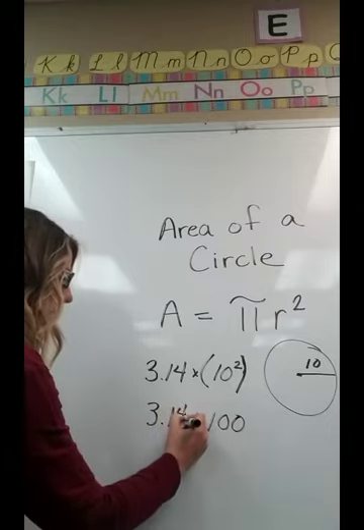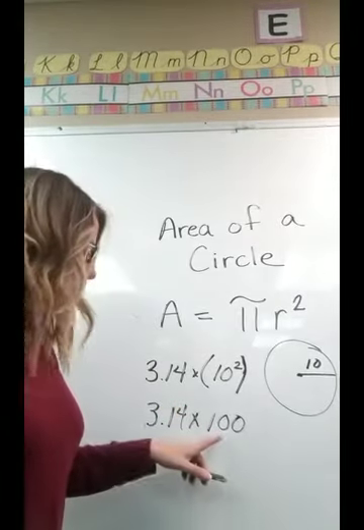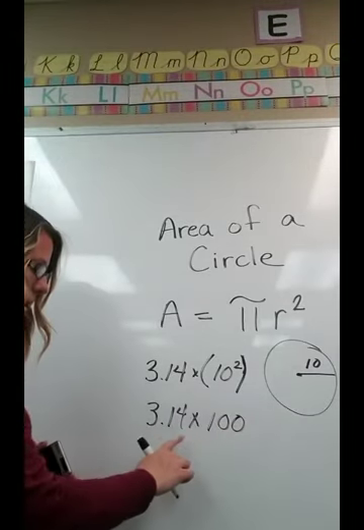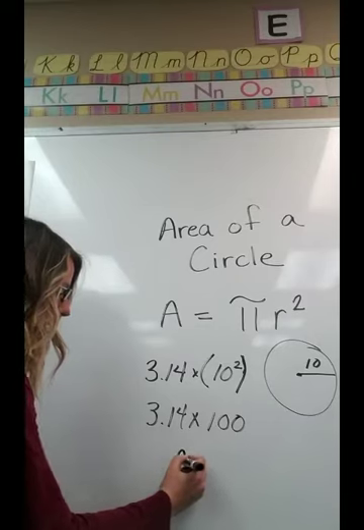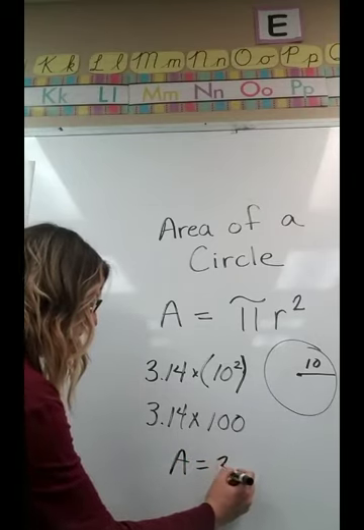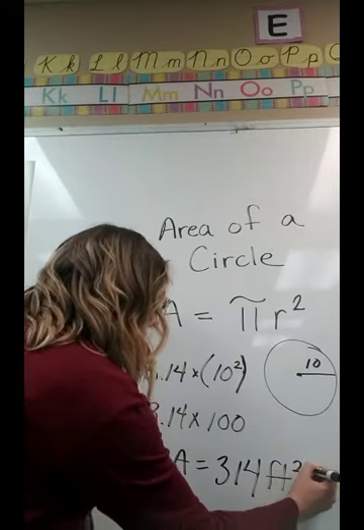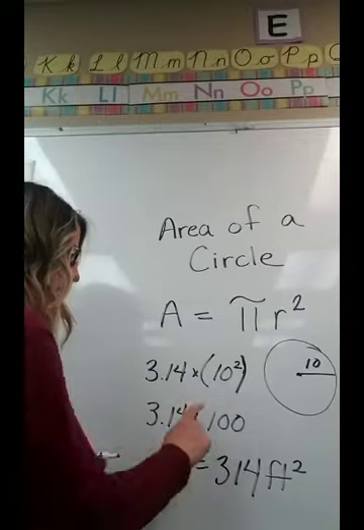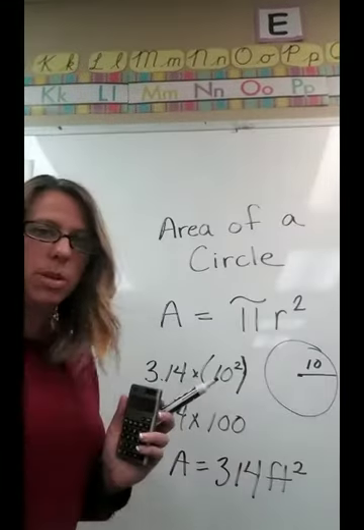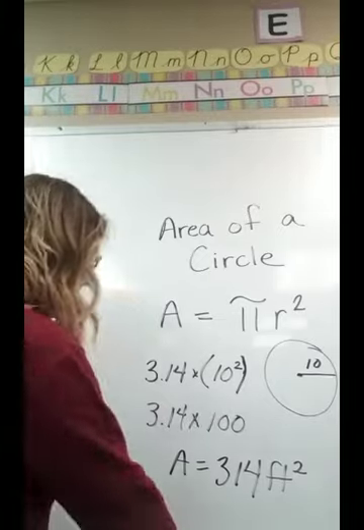Now 3.14 times 100, that should be easy because it's a 100, which means we have 2 zeros. We can just move this decimal point over 2 spots, right? So the area equals 314 feet squared. All right, not too bad. I think it'll be the most that you get tripped up on is remembering to square that and not multiply it times 2.